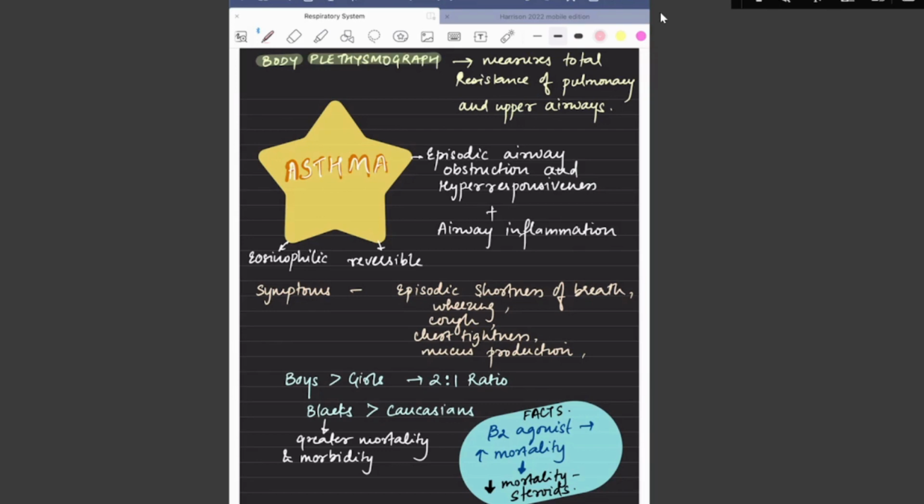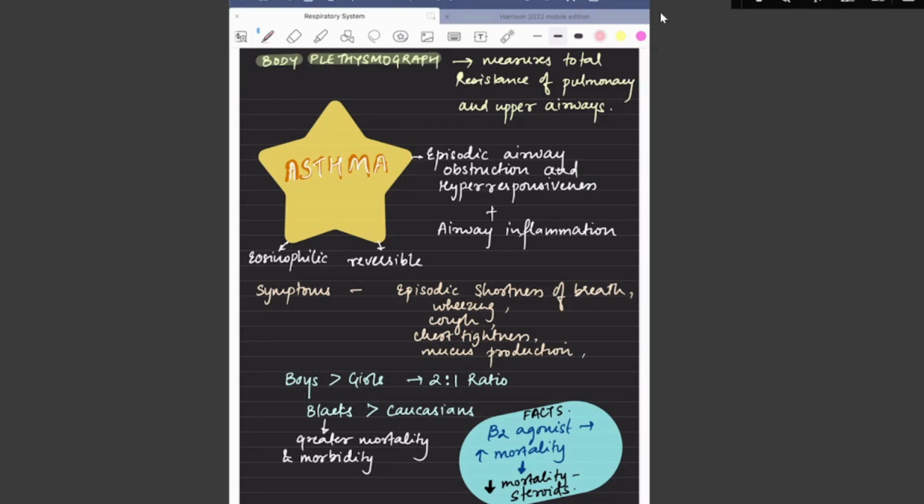So, starting from the definition, what is asthma? It is an episodic airway obstruction and hyperresponsiveness along with airway inflammation. It is eosinophilic and most of the time reversible. The symptoms include episodic shortness of breath, wheeze, cough, chest tightness, mucus production, more commonly seen in boys as compared to girls in the ratio of 2 is to 1. In blacks, it is seen to have a greater mortality and morbidity as compared to Caucasians.